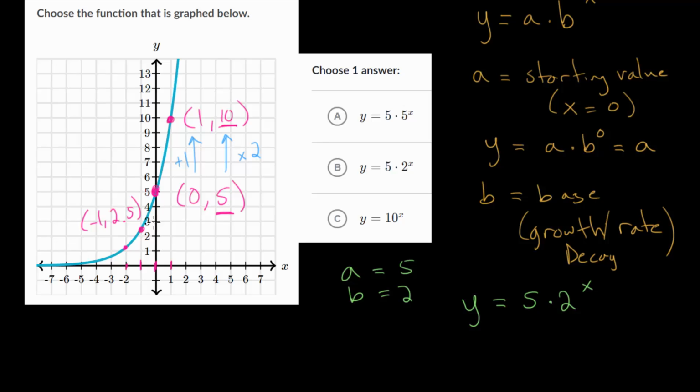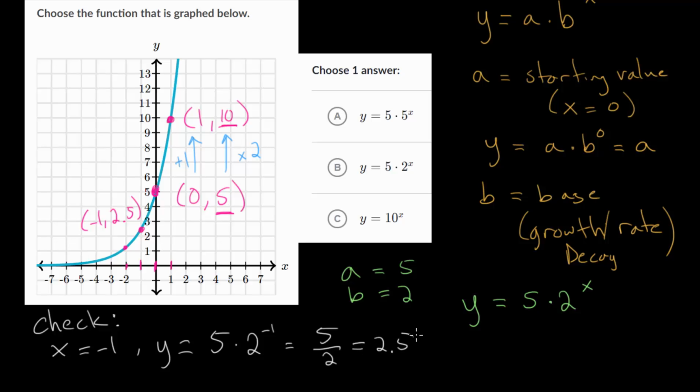Let me scroll up just a bit. So now we're just checking that our equation makes sense. And let's plug in some different x values. Let's plug in at -1. And what we see is we get y is 5 times 2 to the -1. Now 2 to the -1, that just means divide by 2 one time. So that's 5 divided by 2 or times 1/2. But regardless, you get 2.5 there, which we do see on the graph.